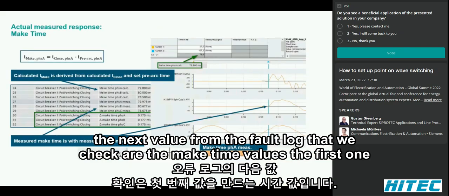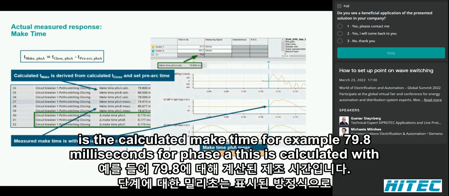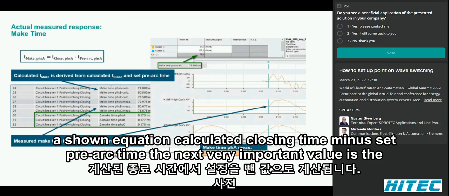The next value from the fault log that we check are the make time values. The first one is the calculated make time. For example, 79.8 milliseconds for phase A. This is calculated with the shown equation: calculated closing time minus set pre-arc time.